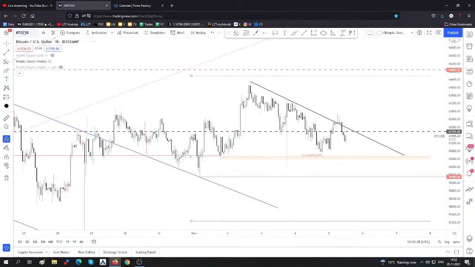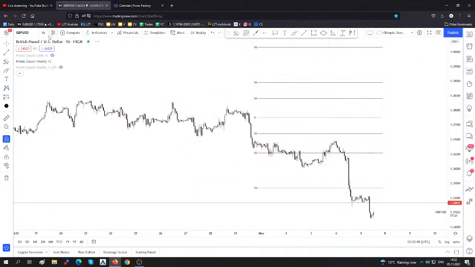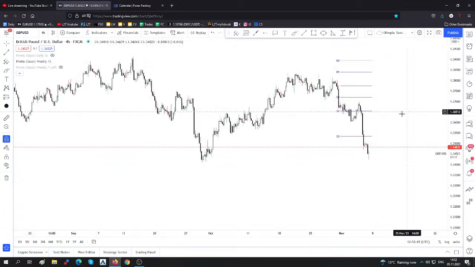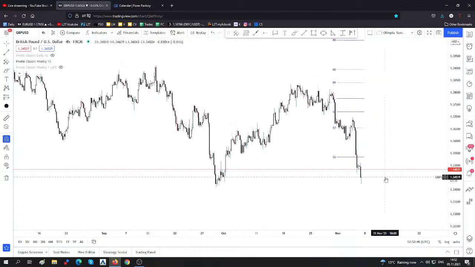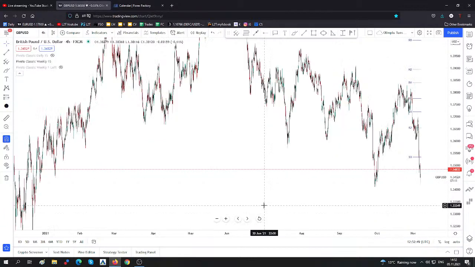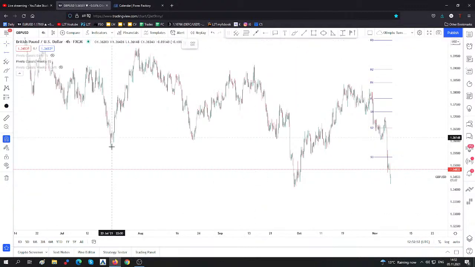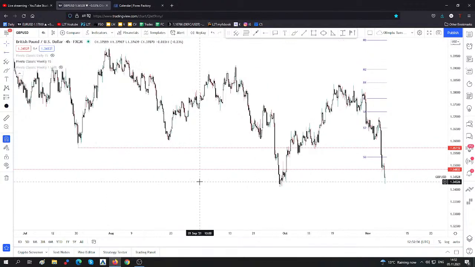GBPUSD. Let's continue with majors, yeah, because I believe that you are interested in majors. So the pressure is still high here after dropping below these former lows here in the British pound versus the US dollar.